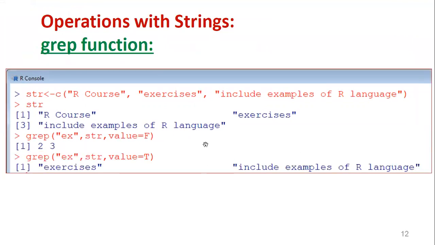Then another example here, value equal to true. Whenever you give true, as we already demonstrated, the complete strings are displayed where the pattern is found: exercises, include examples. You can see the comparison of the default value with the true value.